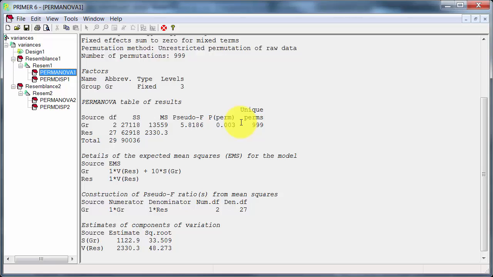It comes in PermANOVA from randomly permutating the data, however many times, and calculating the analysis of variance and recording the F values. So out of 1,000 possible F values, a few were larger than 5.82, but most were not. So the calculated F value there is extreme and it is significant, 0.03.